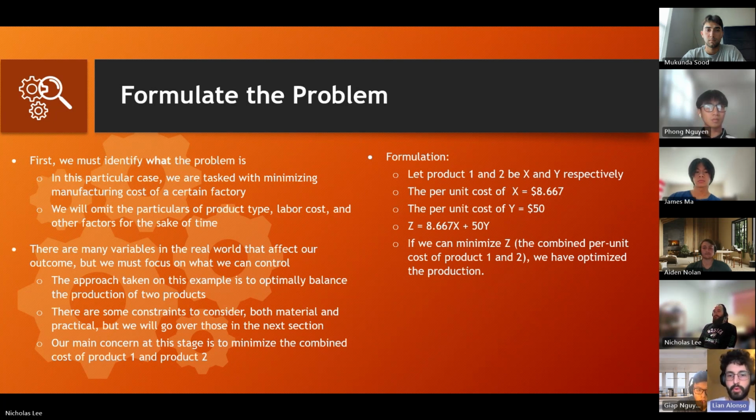The per unit cost of product one, or X, is going to be $8 and change, and the per unit cost of product Y is going to be about $50. Z is going to be the function of the production cost of each of these products multiplied by the quantity we're going to manufacture, and that's what we want to find out. So it would be 8.667x plus 50y. If we can minimize this Z function, we have optimized the production cost of the factory. Now for the next section, constraints, I pass it over to my teammate.